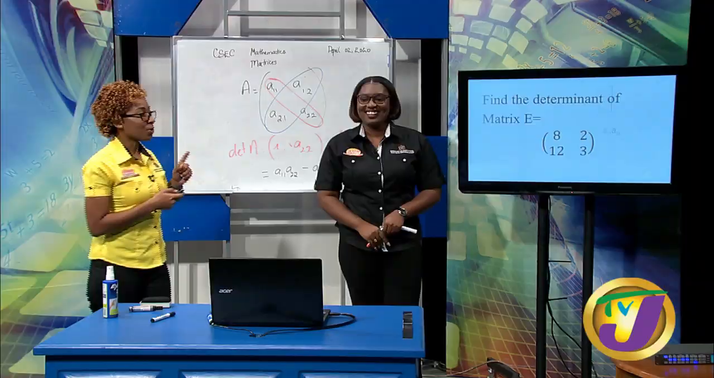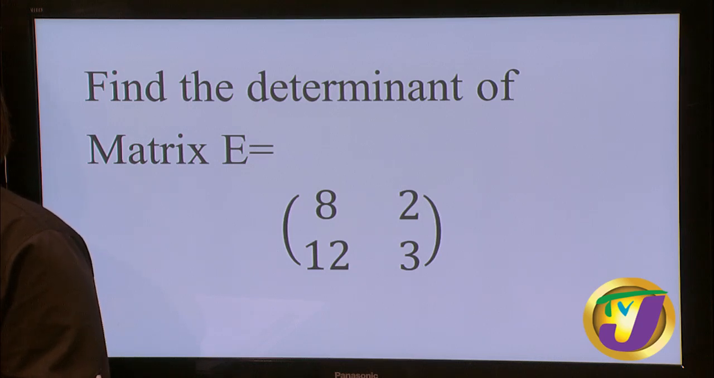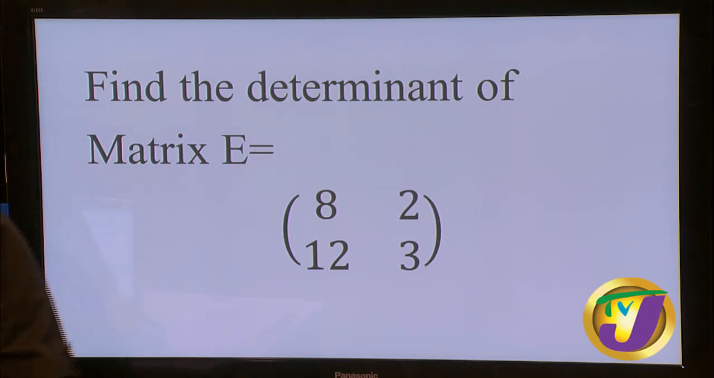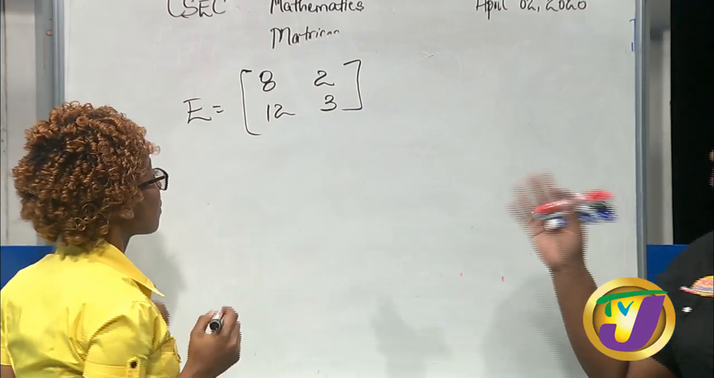All right, so since Britni has done that for us, we're going to try one on our own now. As you can see, we have a matrix E, and you're asked to find the determinant of this matrix. So matrix E is 8, 2, 12, 3, and you're asked to find the determinant.